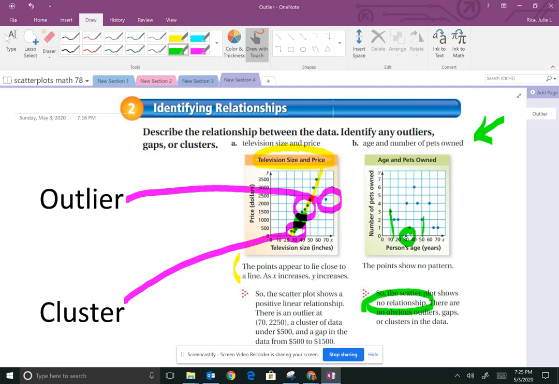So that's what you're going to be looking at: are there relationships? Is it going to be linear? Is it nonlinear? Is it strong? Is it weak? It's really looking for what kind of relationship two data sets have.